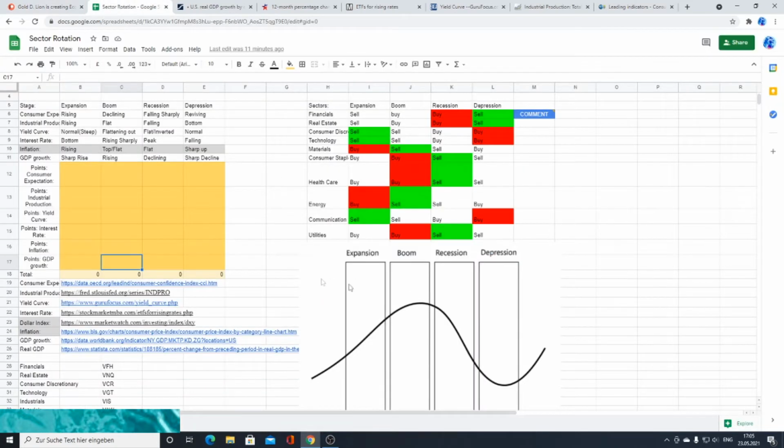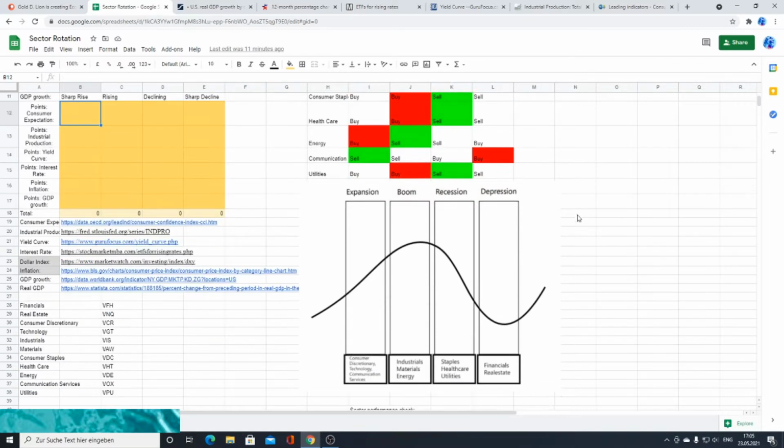So let's get started. All right, so sector rotation, what is it? I don't want to explain everything from the beginning. I made many videos about that, but basically the markets or the economy moves in a cycle, which is also known as the business cycle or the economical cycle, where you have an expansion phase, a boom phase, a recession, and a depression. So it will always be in this order, and one phase of the cycle always follows the other.